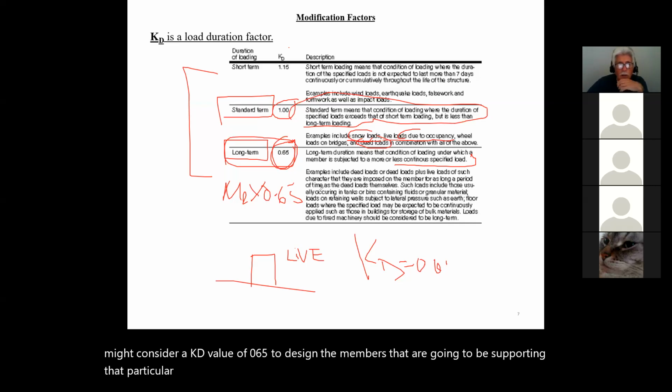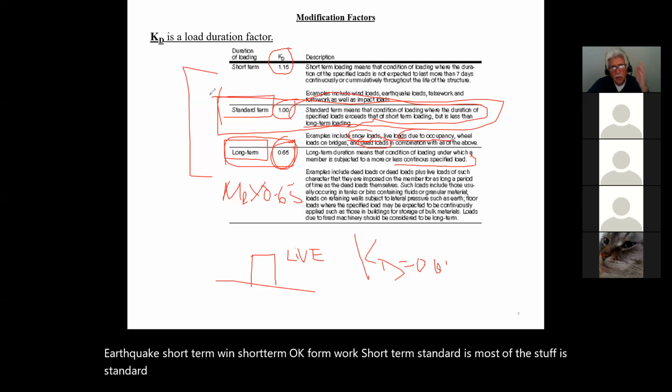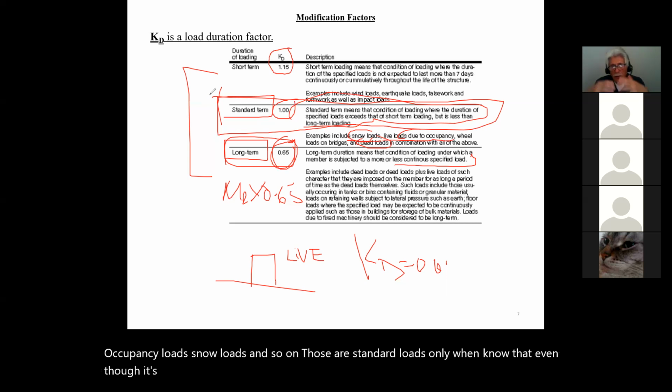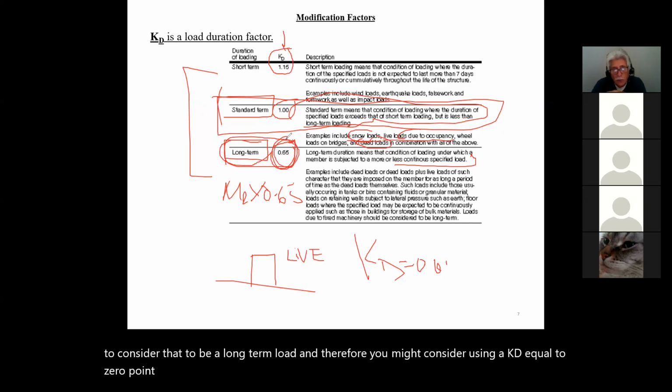So load duration is the length. Short-term: earthquake, wind, formwork, and so on. Standard is most of the stuff. In other words, occupancy loads, snow loads, and so on, those are standard loads. Only when you know that even though it's an occupancy load, it's going to be there for a long, long time, you might consider that to be a long-term load, and therefore you might consider using a KD equal to 0.65 for your design.